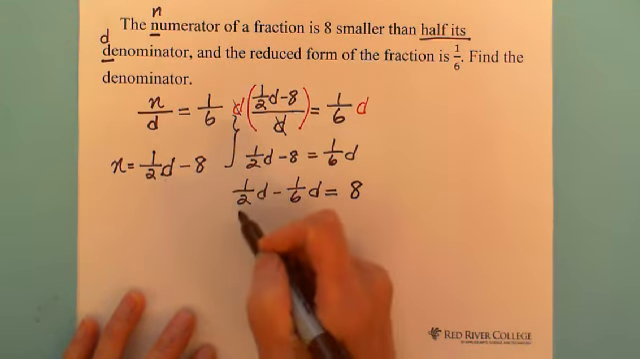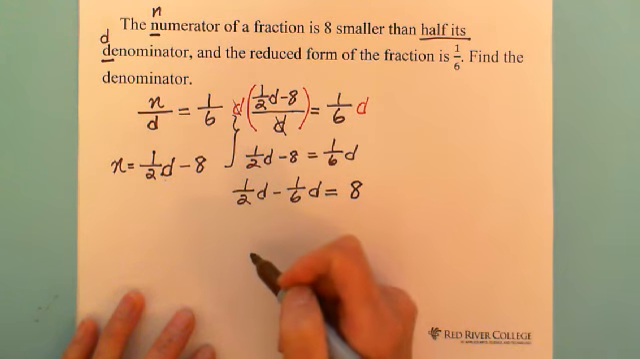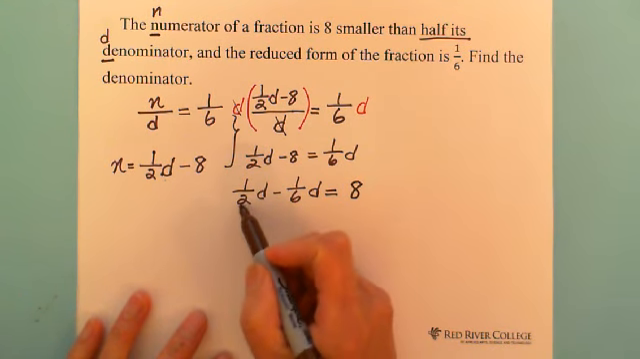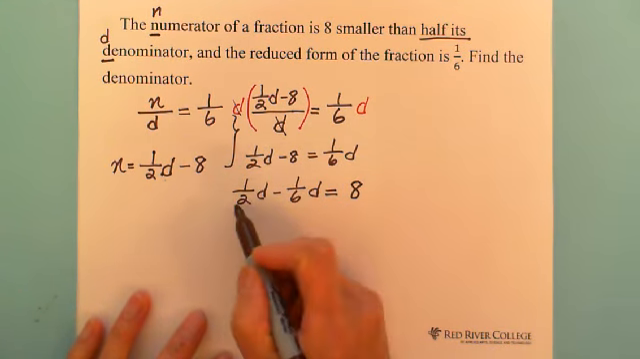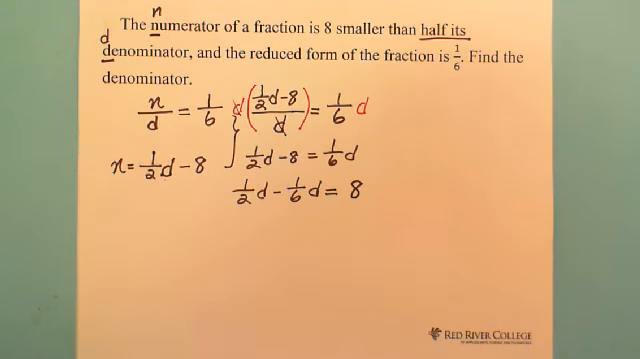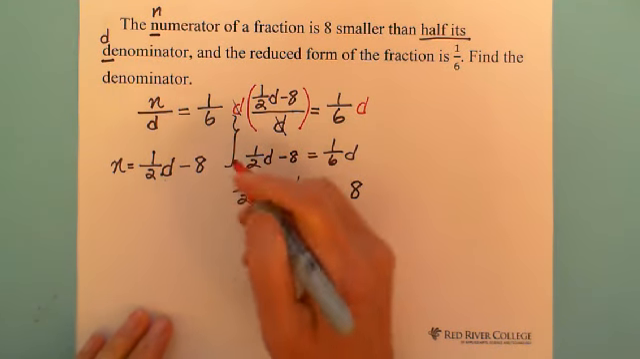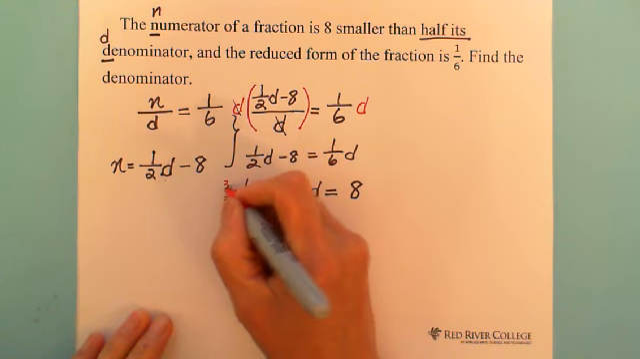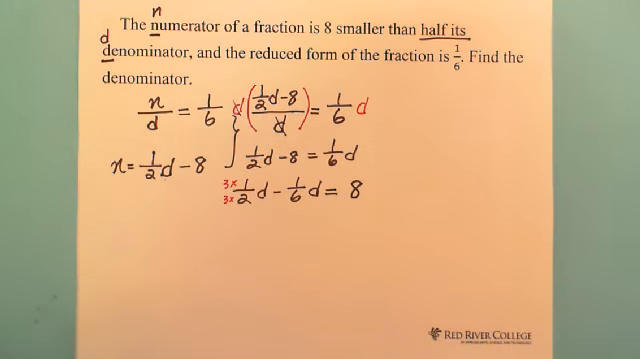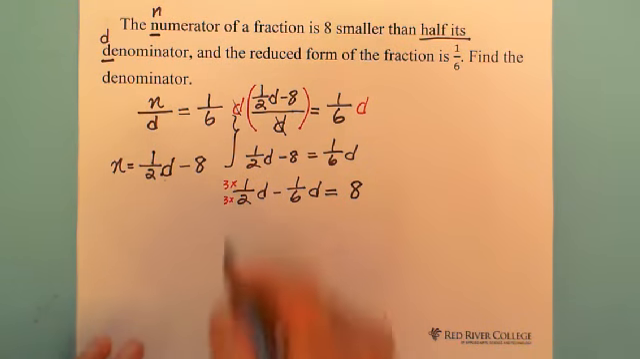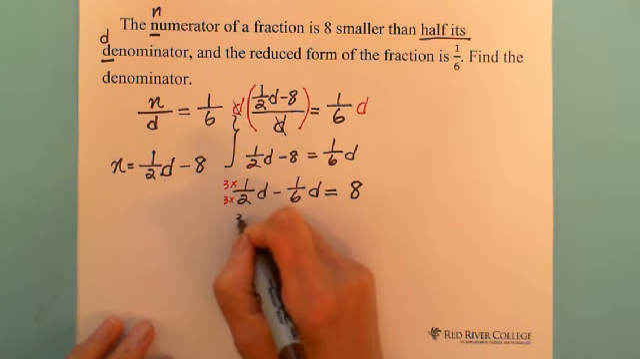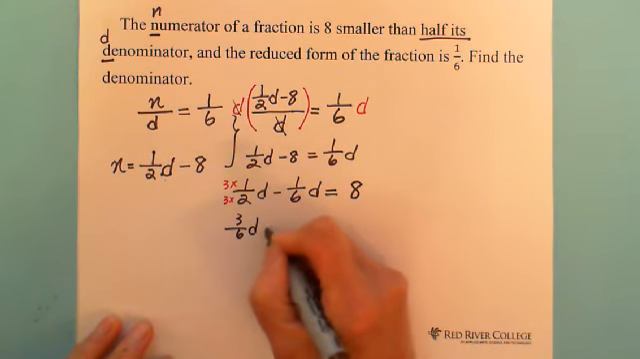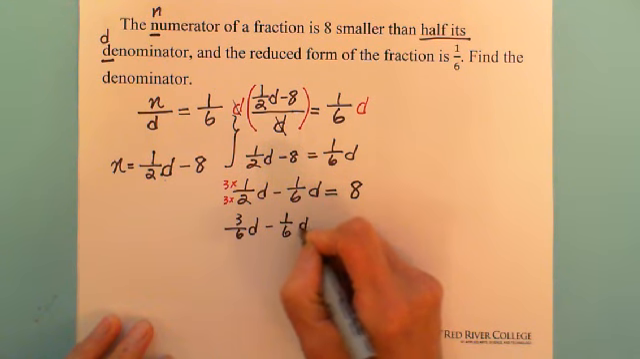Then we have 1/2 d minus 1/6 d equals 8. We get the least common denominator of 2 and 6, which is 6. So we multiply by 3 for this one, the bottom, and multiply 3 to the top, right? We get the equivalent fraction of 1/2, which is 3/6. You have 3/6 d minus 1/6 d equals 8.